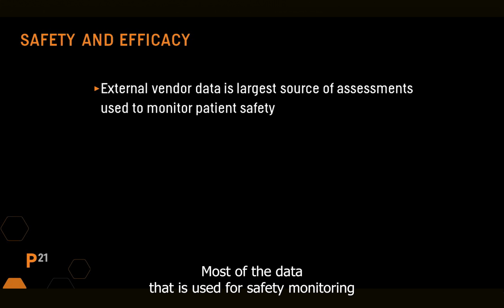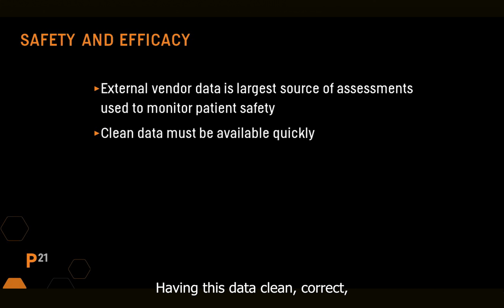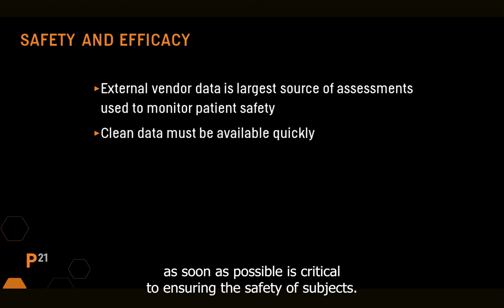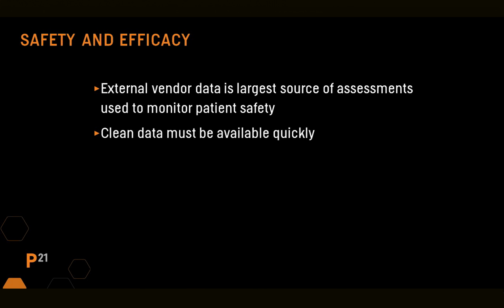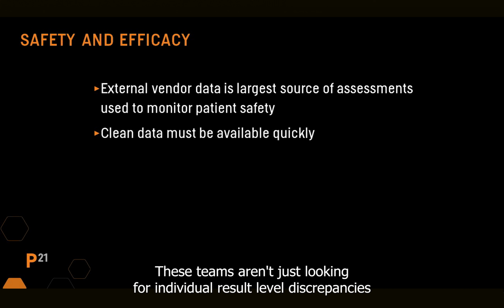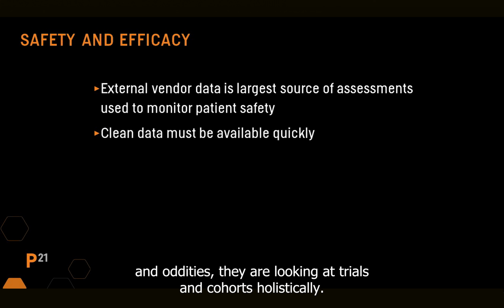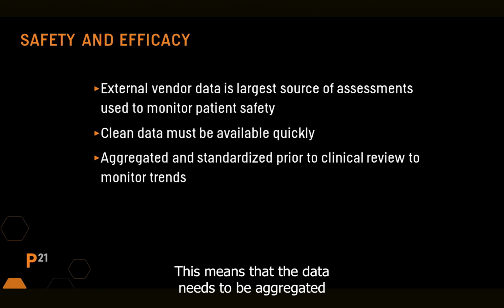It's also important to remember that data isn't just a quality risk. Most of the data that is used for safety monitoring and clinical reviews stems from external vendor data. Having this data clean, correct, and available to biostats and clinical teams as soon as possible is critical to ensuring the safety of subjects. These teams aren't just looking for individual result level discrepancies and oddities. They are looking at trials and cohorts holistically. This means that the data needs to be aggregated and in a standardized format so that the trends can be evaluated.